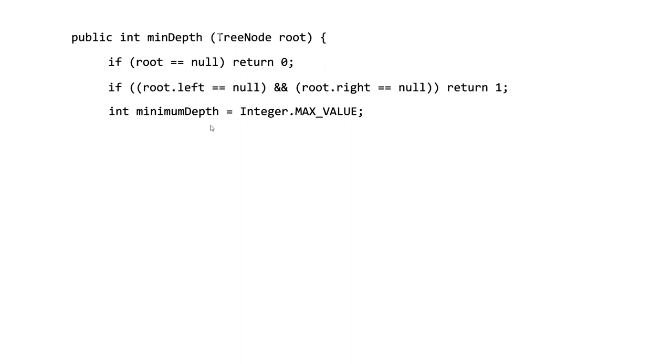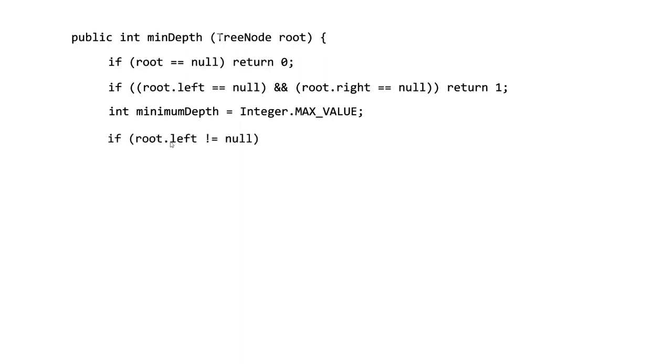Now we need to assign the minimum depth to the integer max value. So this is what we'll return. This is minimum depth. We'll be adding to that. But to make sure we get the minimum depth, we assign this to the max value, which is a huge number.